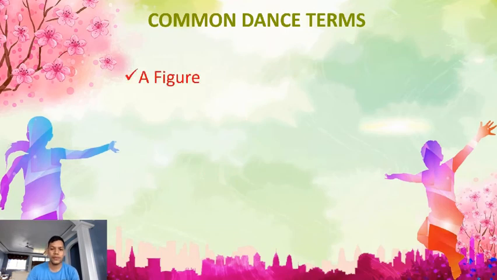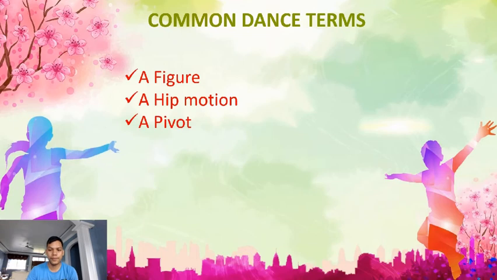Number 22, a figure is a standardized step pattern that together with the other patterns constitutes the dance. Next, the hip motion. It is a very general term to mean any type of hip movement used in Latin dancing. Number 24, a pivot. It is a turning movement during which the free foot is kicked either in front or directly behind the foot on which the turn is made.